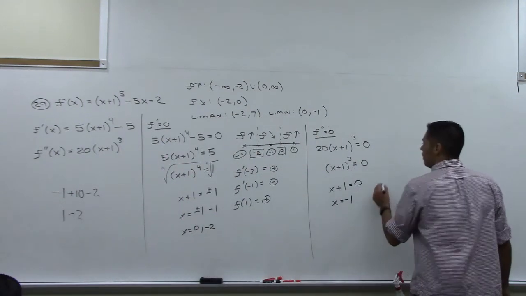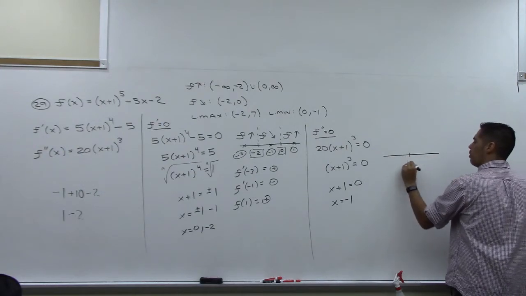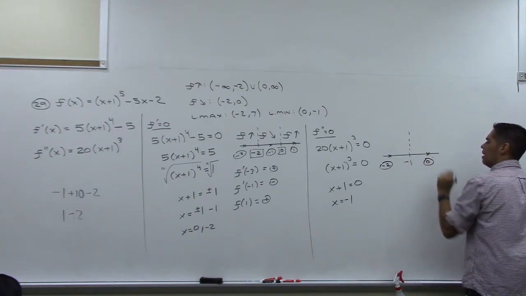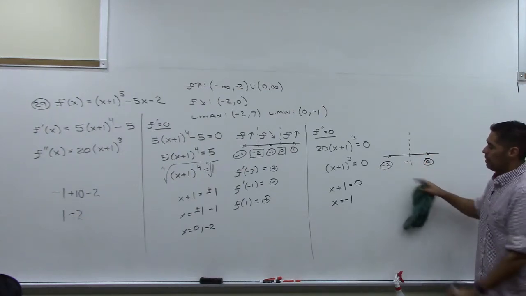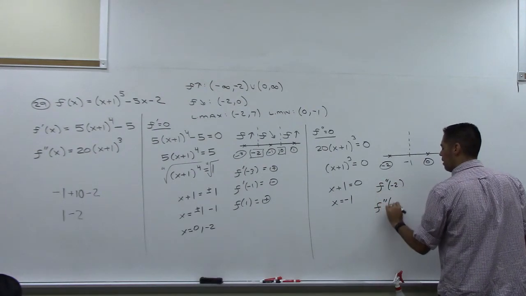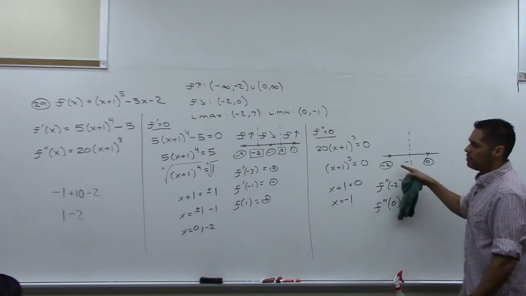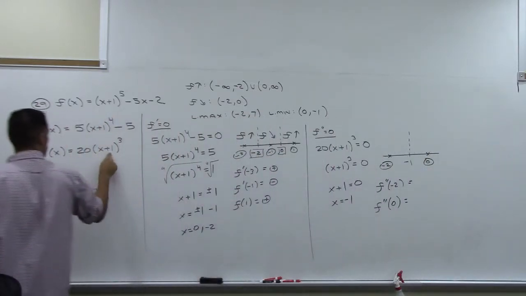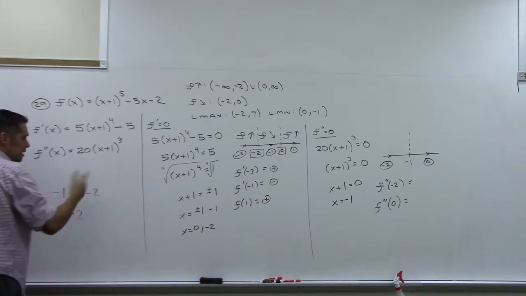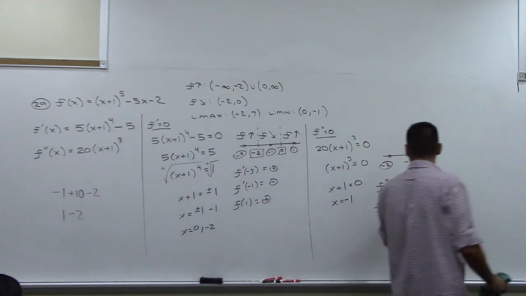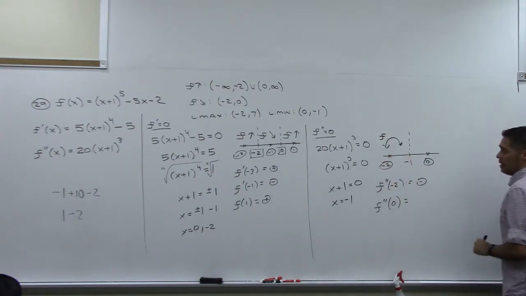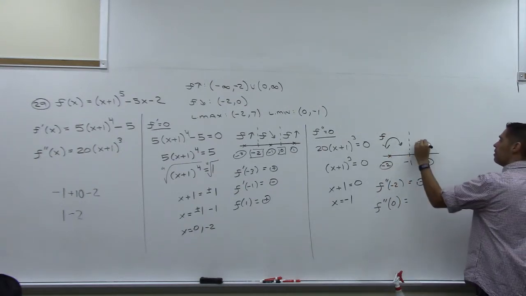All right, so we have one critical number, and it's going to be the number negative 1. So let me pick negative 2, and let me pick 0, and let me plug these into the second derivative. So f double prime of negative 2 and f double prime of 0. All right, negative 2 into this. Negative 2 plus 1 is negative 1. Negative 1 cubed is negative 1. Times 20 is negative 20. So I get a negative number here, which means I'm concave down. My original function is concave down. And then if I plug in 0, I get a positive number, so concave up.